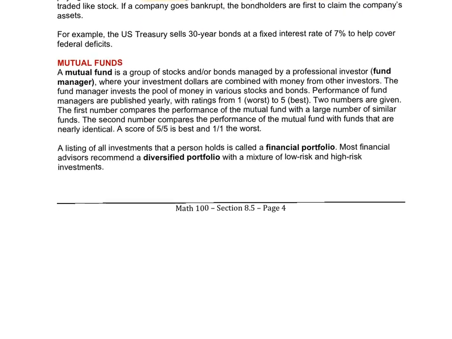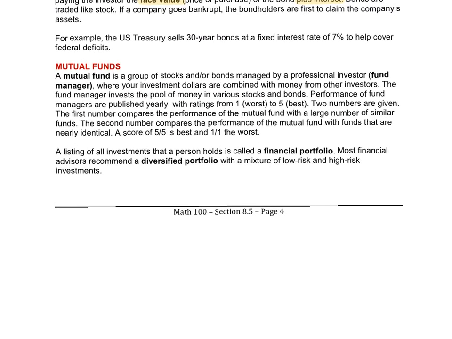An example of bonds that you should be familiar with is the treasury bonds. So those are 30-year bonds. They have a fixed interest rate of 7%. And those bonds are used to help cover our federal deficits.